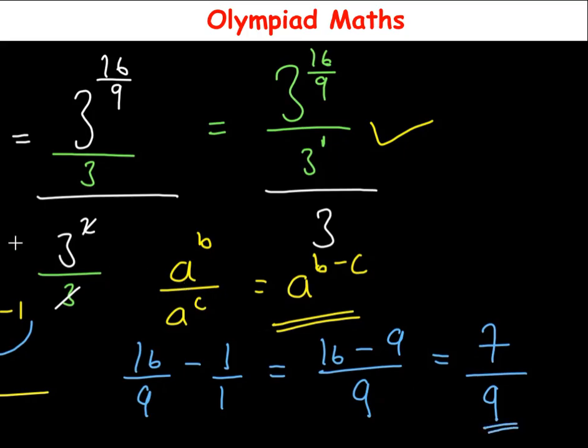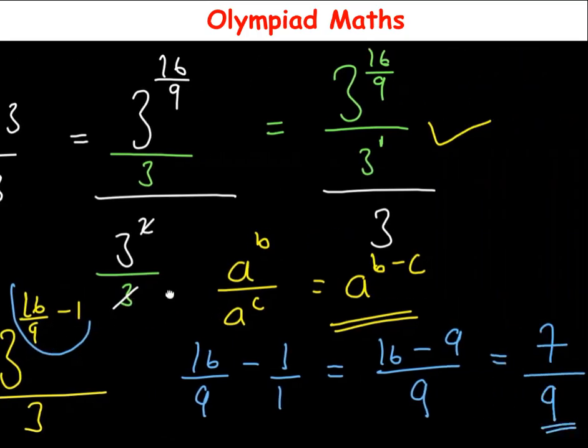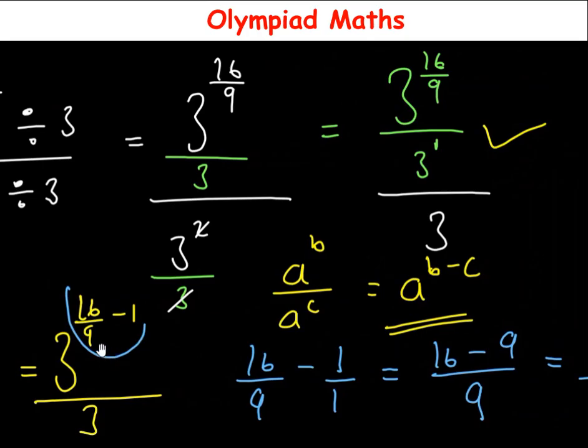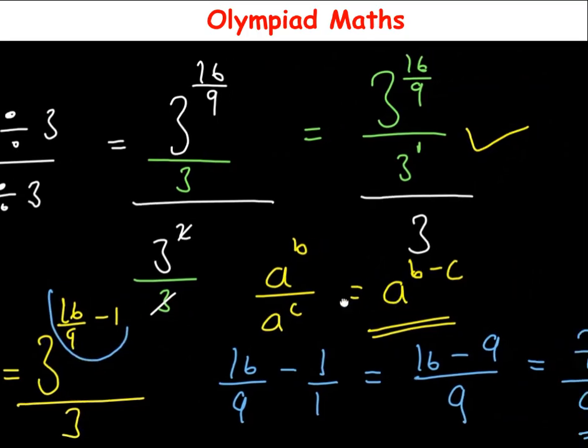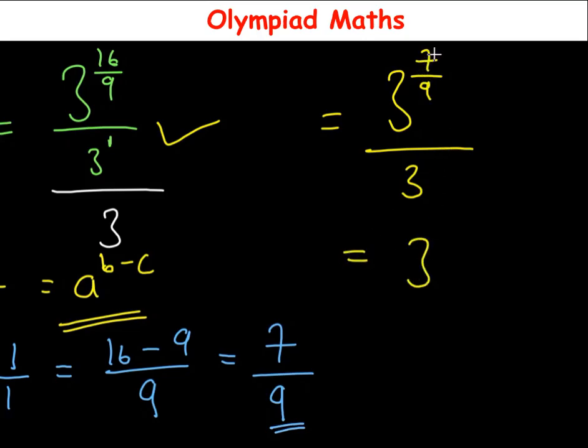So that means that the power of 16 over 9 minus 1 is 7 over 9. So we'll bring in 7 over 9 to replace 16 over 9 minus 1. That becomes 3 raised to power 7 over 9, then all over 3. So with this is equal to 3 raised to power, let us factorize out this 7 from here. This becomes 7 times 1 over 9, then all over 3.